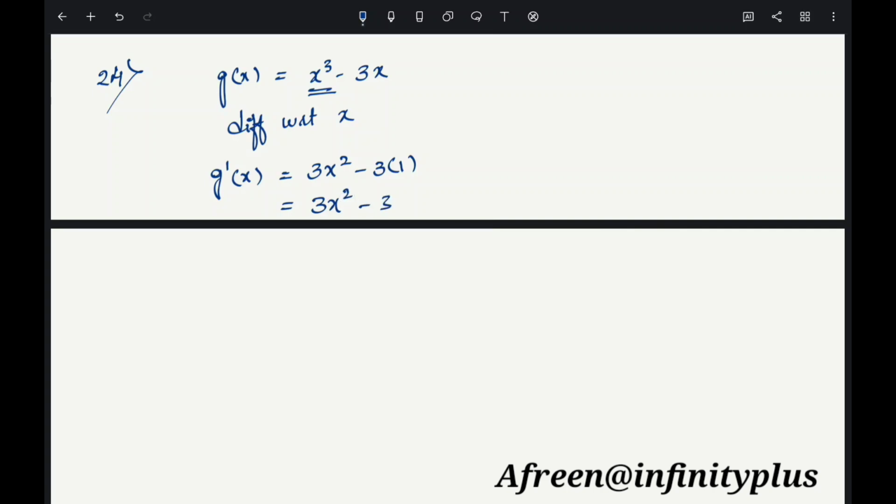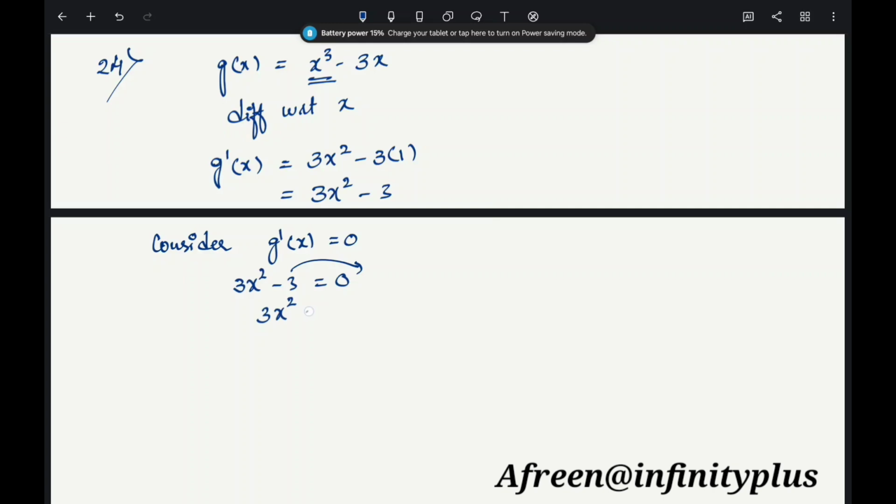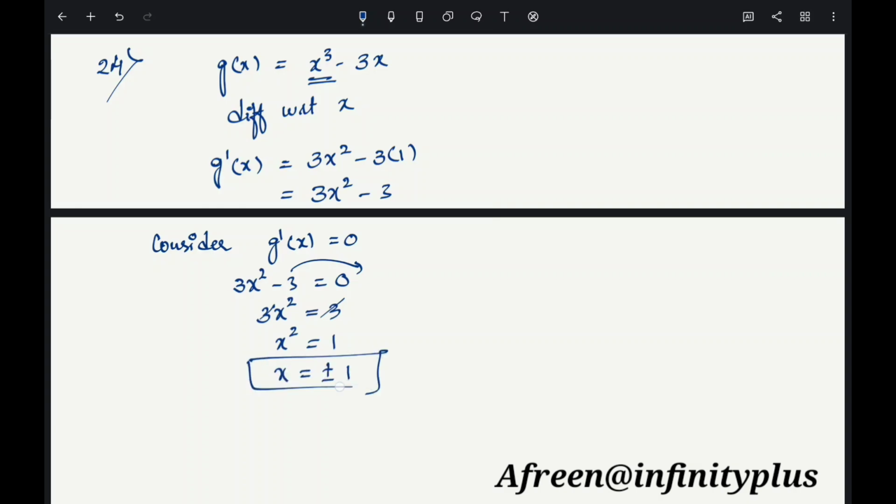Since we have to find local maximum, we have to consider g dash of x is equal to 0. So what is g dash of x we are having? It is 3x square minus 3 equal to 0. So send this 3 that side, you will get 3x square, which is equal to minus 3 will become plus 3. Now 3 will get cancelled, x square is equal to 1. Remove the squares, you will get x is equal to plus or minus 1. So these are the two critical points, means x is equal to plus 1 is one critical point and minus 1 is another critical point.